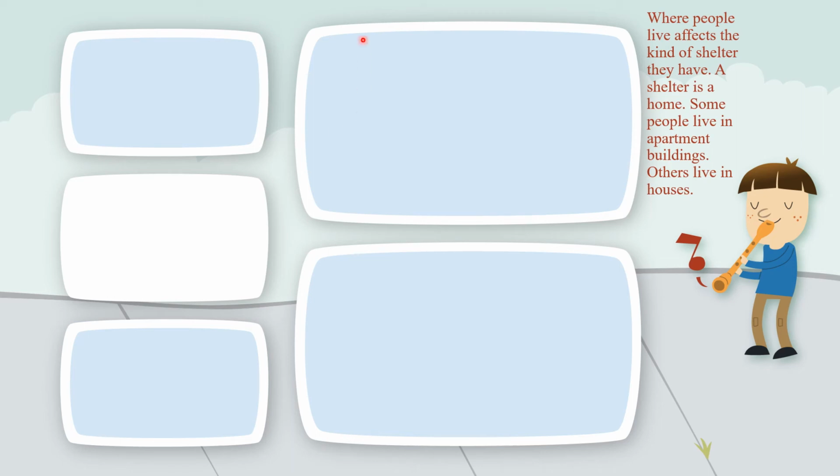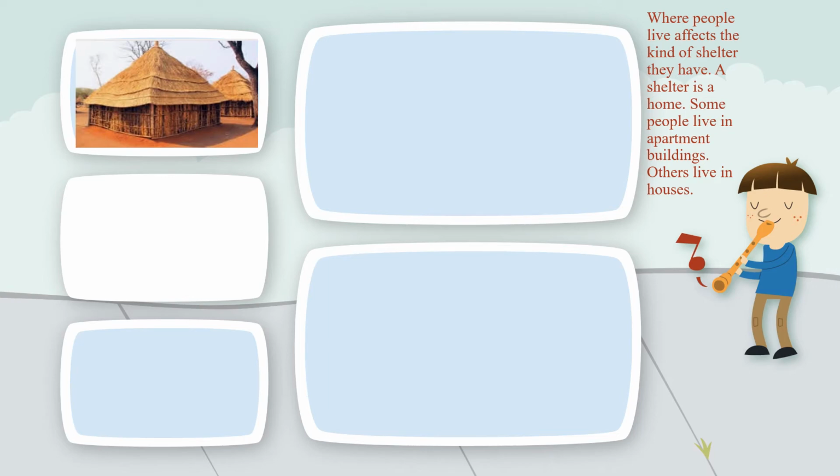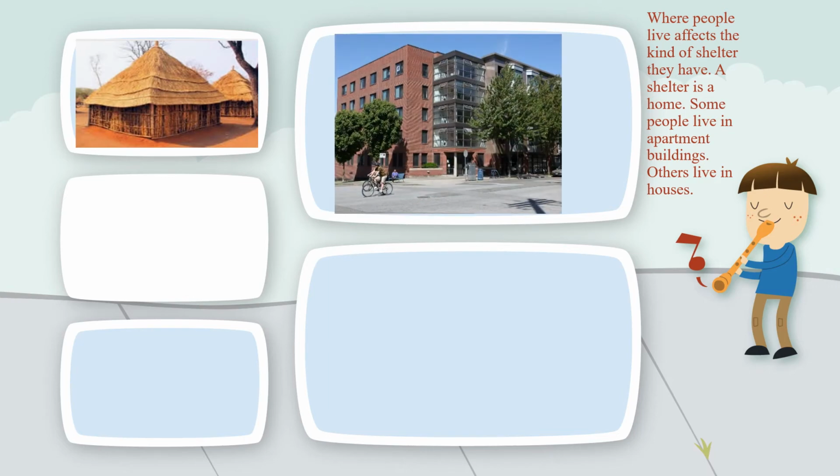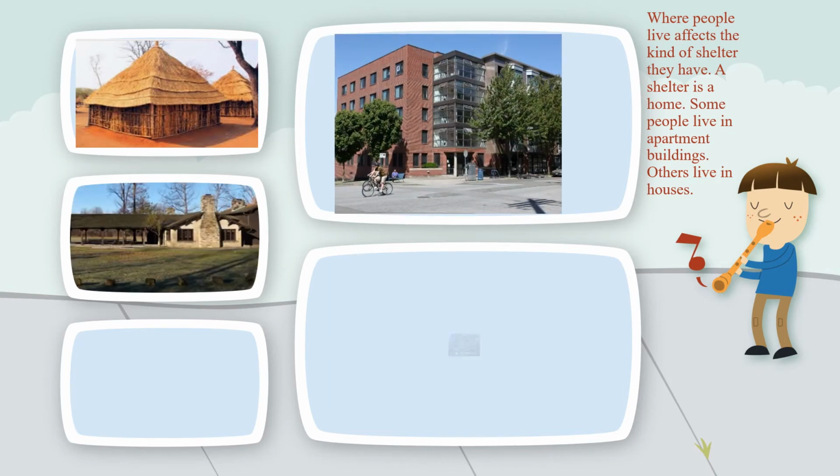Where people live affects the kind of shelter they have. A shelter is a home. Some people live in apartment buildings, others live in houses.